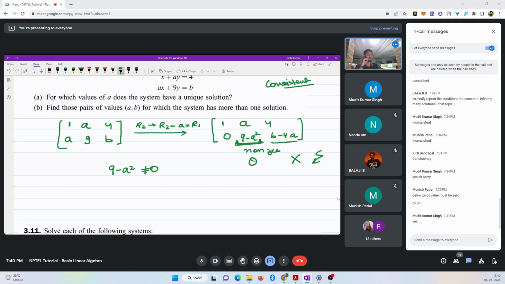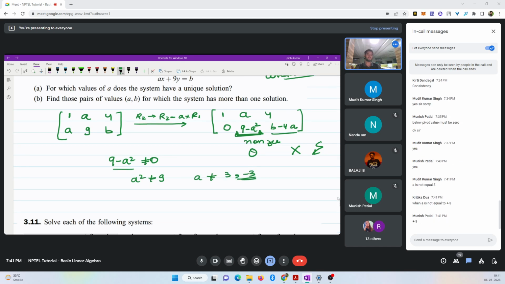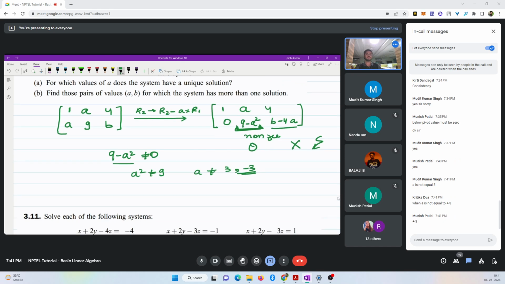Did you guys solve? When is 9 minus A square not equal to 0? So my A square should not be equal to 9, so A should not be equal to 3 or minus 3. Yeah, that's it. So this was the A part.